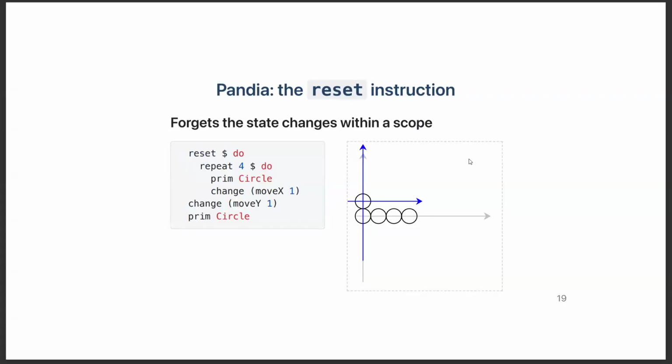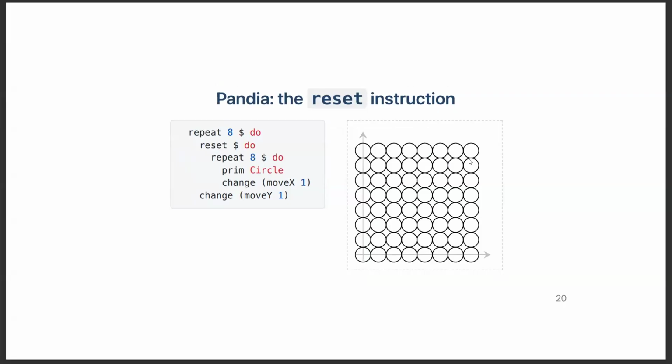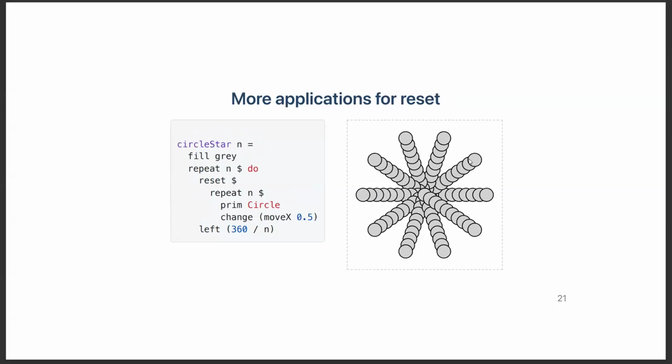Now, if we add, after the reset, we tell the turtle to go up and then to draw a new circle. And now we have the following. Great. So can we do more? Yes, of course. We can repeat this 8 times and we get this square of circles. And this is possible thanks to the reset instruction. It has many more applications.